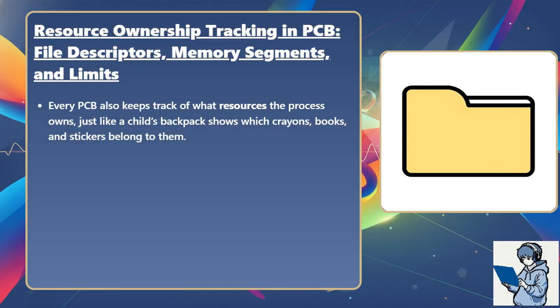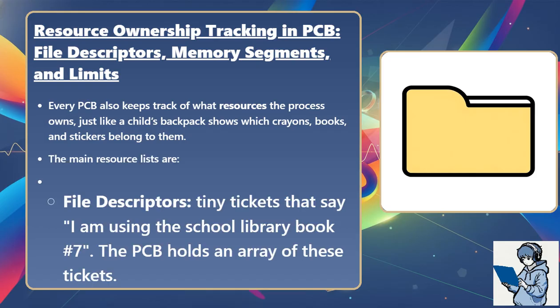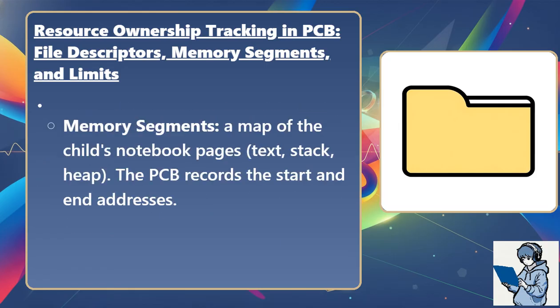Every PCB also keeps track of what resources the process owns, just like a child's backpack shows which crayons, books, and stickers belong to them. The main resource lists are file descriptors, tiny tickets that say I am using the school library book number 7. The PCB holds an array of these tickets. Memory segments, a map of the child's notebook pages: text, stack, heap. The PCB records the start and end addresses.